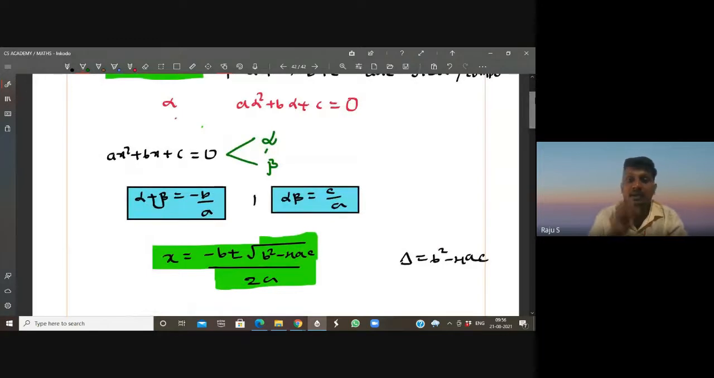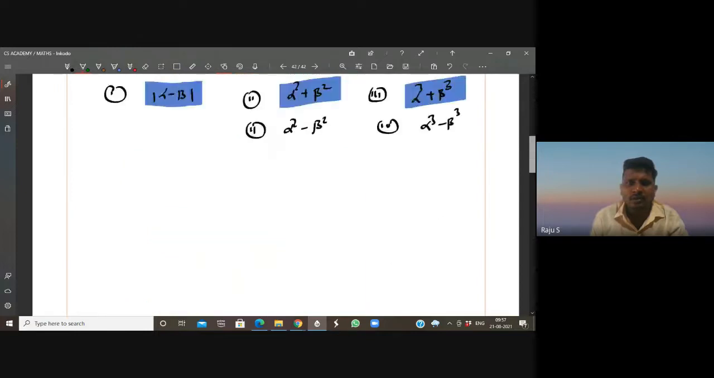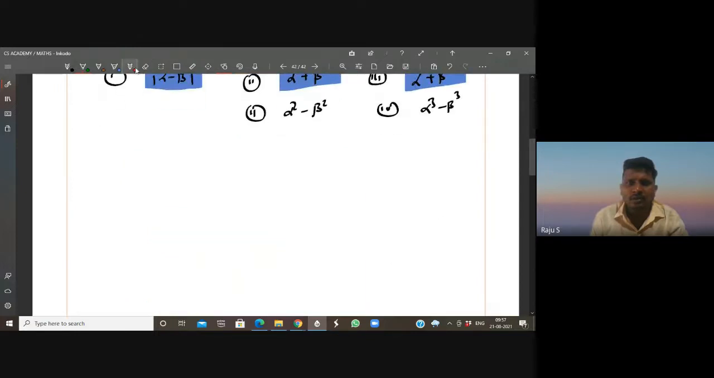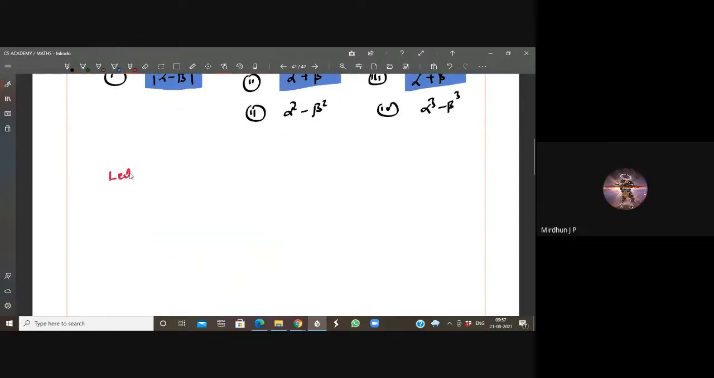When the quadratic equation is given, how can you find the roots alpha, beta with the help of the quadratic formula? In the reverse case, the quadratic equation is given, to find the roots we can use this formula. In case roots are given, then they are asking for the corresponding quadratic equation: x square minus (alpha plus beta) into x plus alpha beta.